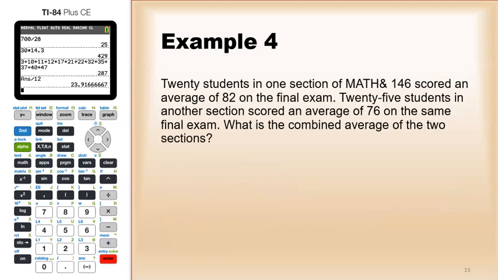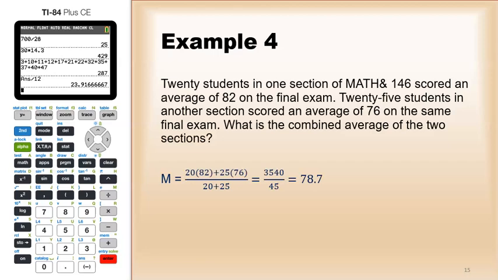One more similar problem. 20 students in one section of Math 146 scored an average of 82 on the final exam. 25 students in another section scored an average of 76 on the same final exam. So what if we want to combine them and see the average of the 49 students? It's going to be 45 students.